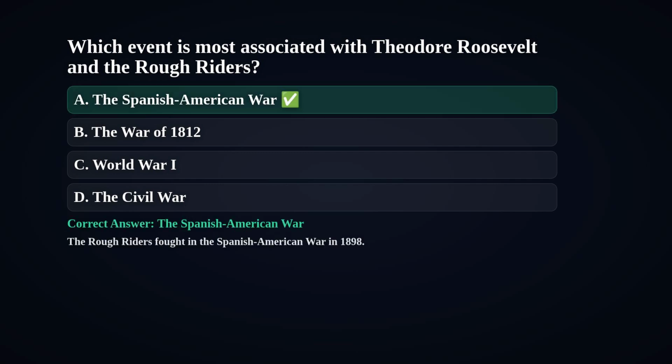The correct answer is A. The Spanish-American War. The Rough Riders were a volunteer cavalry regiment raised in 1898, and Theodore Roosevelt became famous for his role with them in Cuba.